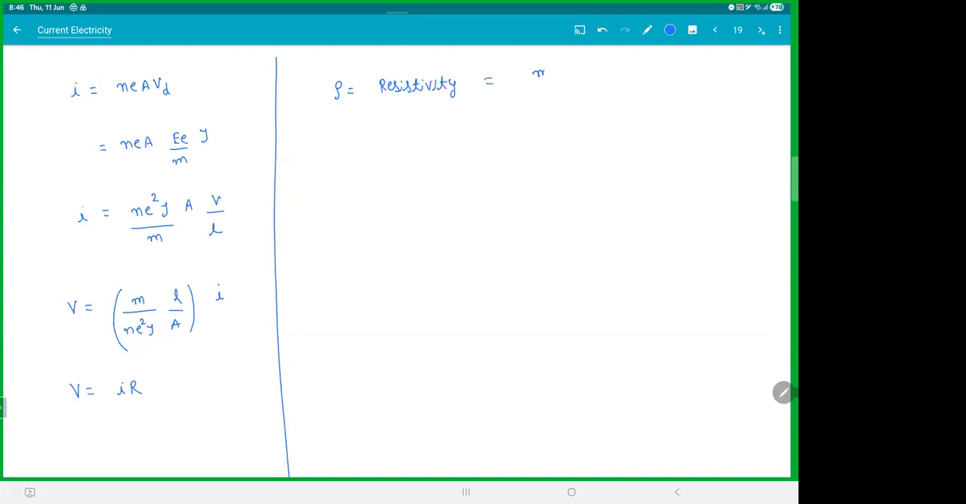Resistivity, which is given by m by n e square tau. m is the mass of electron, n is the number of electrons per unit volume, e is the electron charge, and tau is the relaxation time. And we define this resistance R is equal to rho L by area. I hope you remember this formula. That's your classic resistance formula.